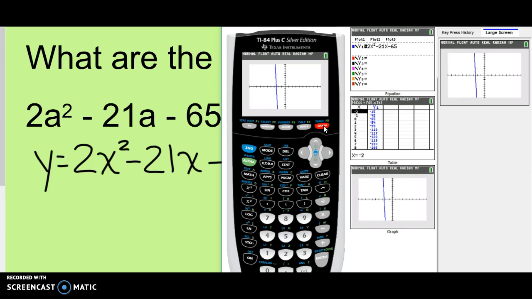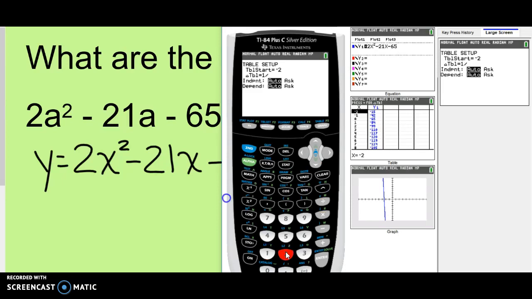Now I can see 1. It looks like it's at about -2.5. So if I've set my table right, in fact, I need to go do mine. So second window, I need to go change this to a 0.5 or a 1 divided by 2.